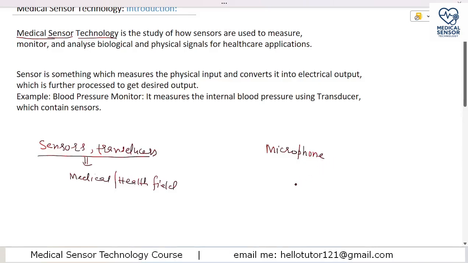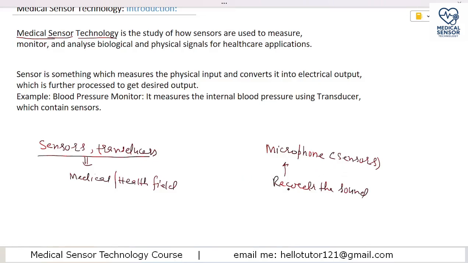The microphone that I am using right now, or that you use, records the sound. How does it do that? Basically, in the microphone we have transducers, or in a simple way, sensors, and they can detect the sound. Sound is a physical input.